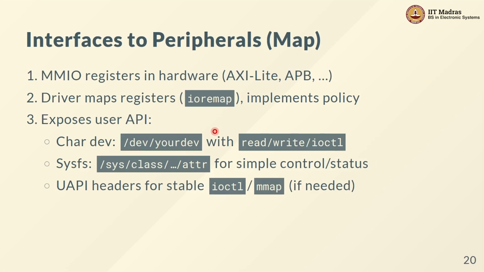So how exactly does an interface to a peripheral happen? How does the mapping happen? There are MMIO registers in the hardware. The smart timer, in order to connect to the AXI lite, had a set of registers with its own addresses, offsets, and so on. The driver, which is a piece of software contained within the kernel, maps those registers by means of the ioremap function, which we talked briefly about. It takes them from the physical location into the kernel virtual address space.